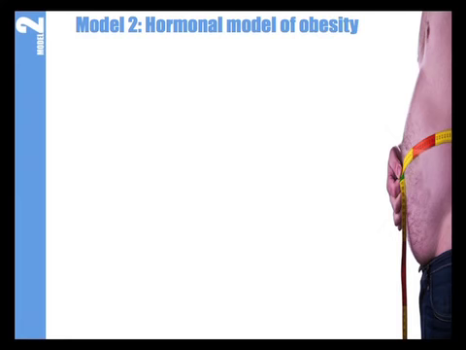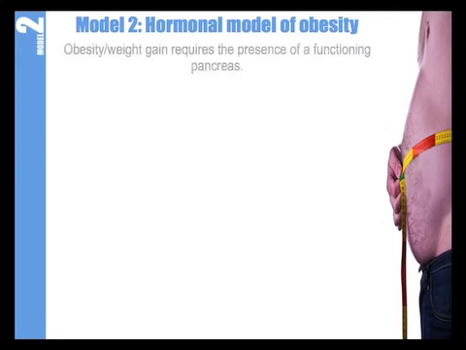So this model predicts that if you eat lots of carbohydrates and you're insulin resistant, you will convert most of the energy in the diet to fat, and it will be stuck in the fat cells. You'll be constantly hungry and you'll have decreased activity. So this model states that obesity weight gain requires the presence of a functioning pancreas. If your pancreas is not present, you will not become fat, and we know that.